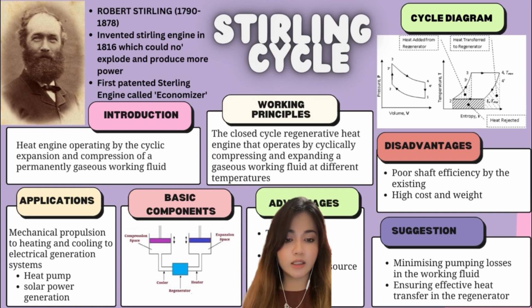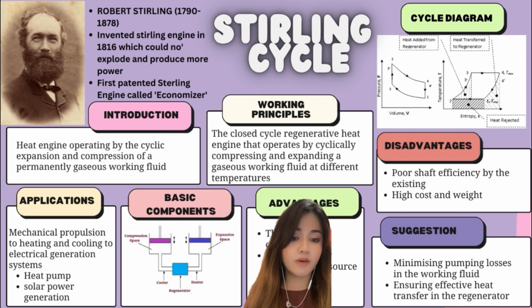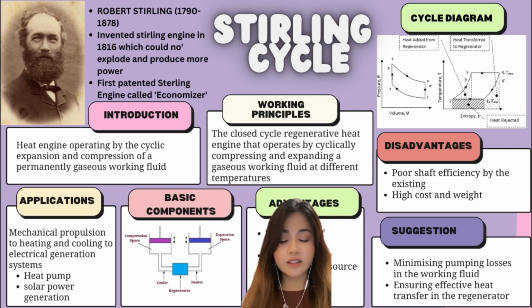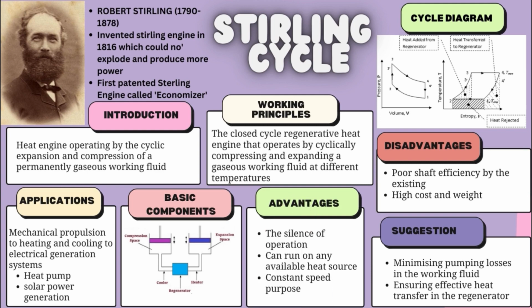Next is the basic components. They have 5 basic components. As you can see here, we have a compression space, then cooler, regenerator, heater and expansion space.